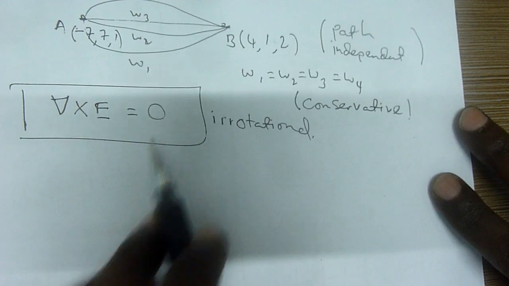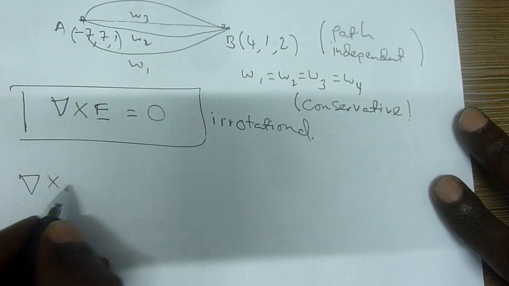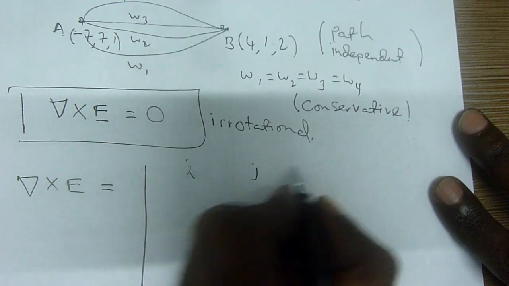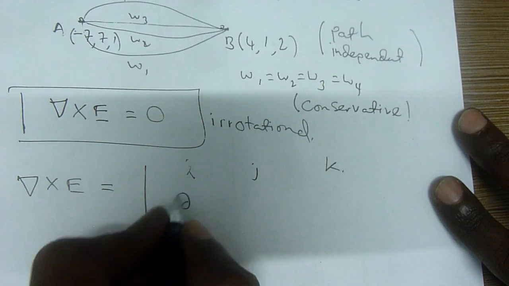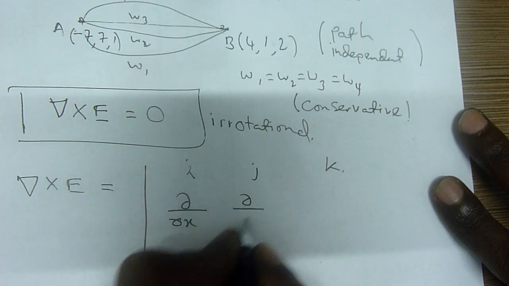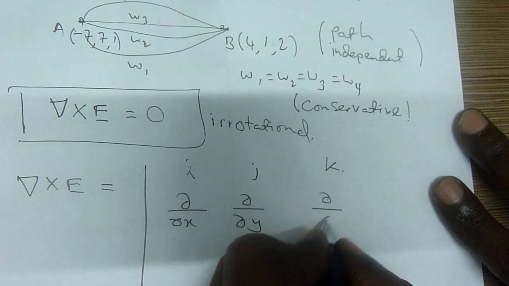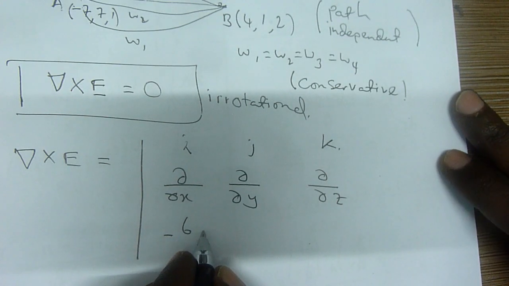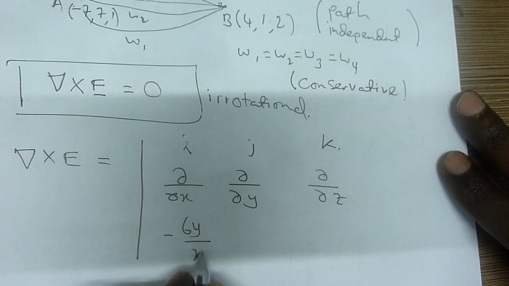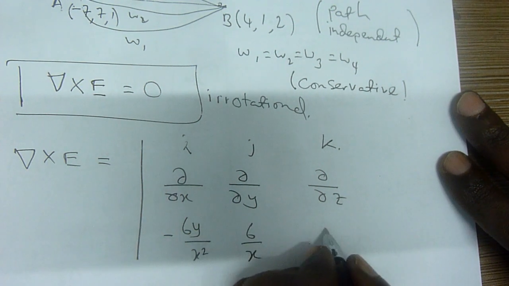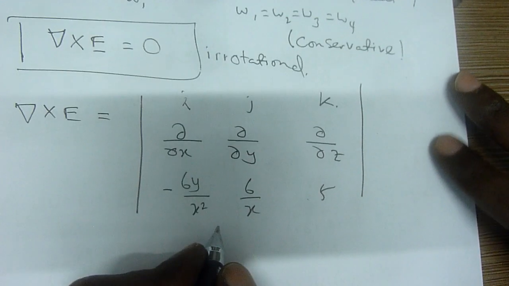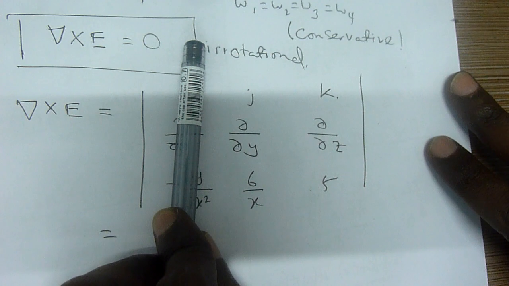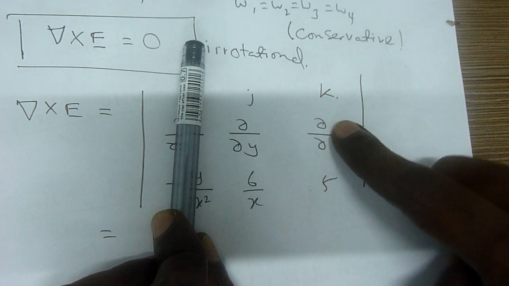Let us see. In this case, how do we identify it? We take i, j, k and del/del x, del/del y, del/del z, and I can write this as 6y, x^2, 6x, 5. Now very fast we can identify. In this case, if it is i, then you get 0.